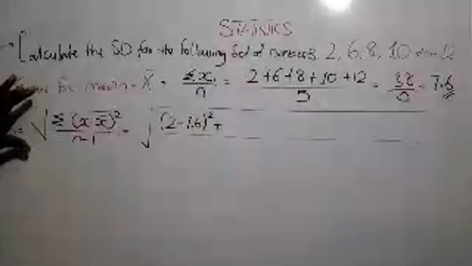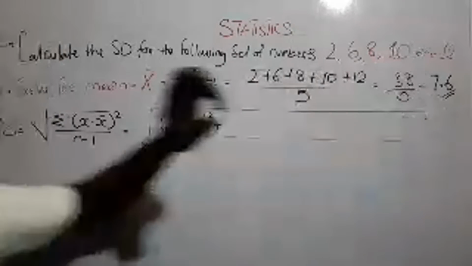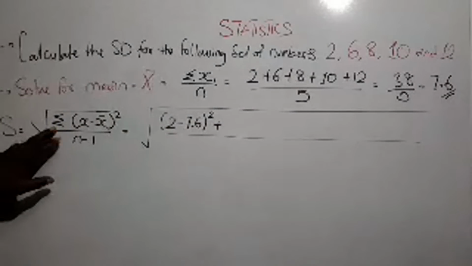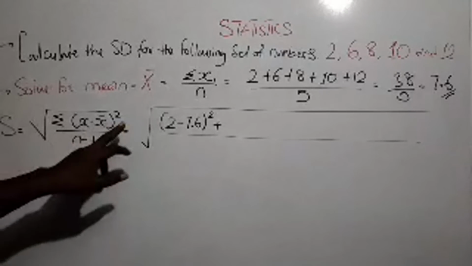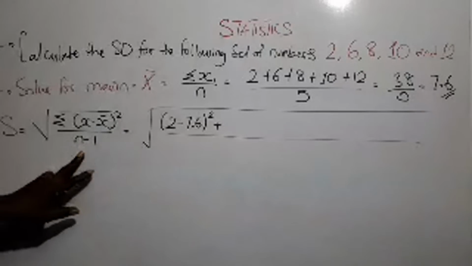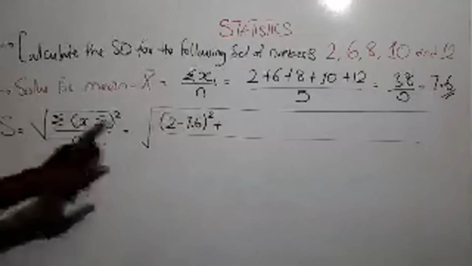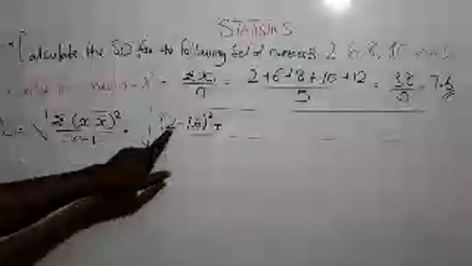Wonderful, good. So now, this is the formula for standard deviation for ungrouped data. The formula says the square root of the summation of (x minus x bar), open bracket, x minus x bar, raised to the power of 2, all over n minus 1. Now, our x is represented by each of these data, which are 2, 6, 8, 10, and 12. Those are our x. Just like we have 2 here.